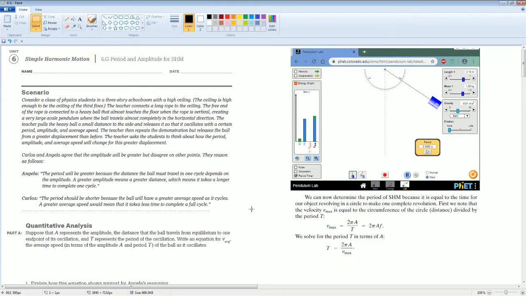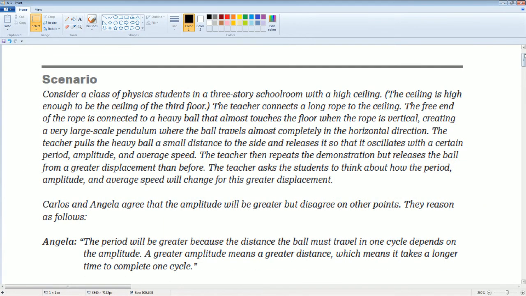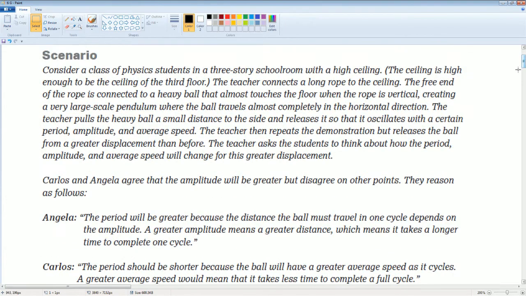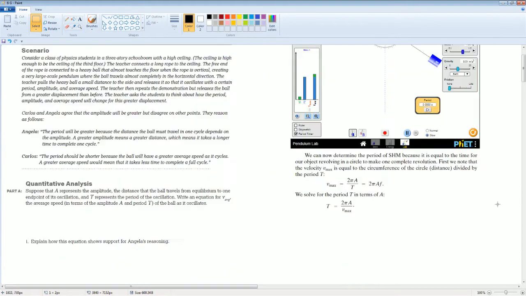Here's the scenario. You can pause the video if you would like to read the scenario to yourself. But I would like to demonstrate this scenario using a YouTube video. All right, please pay attention.